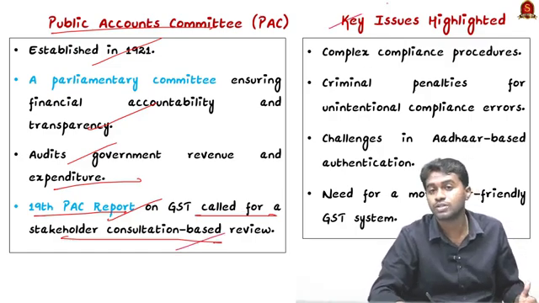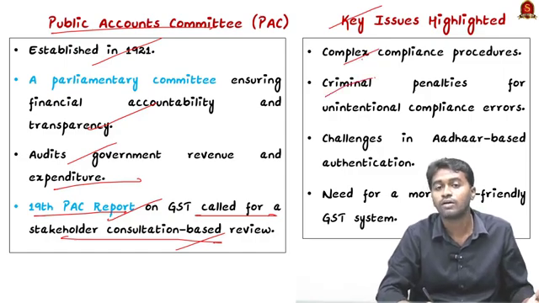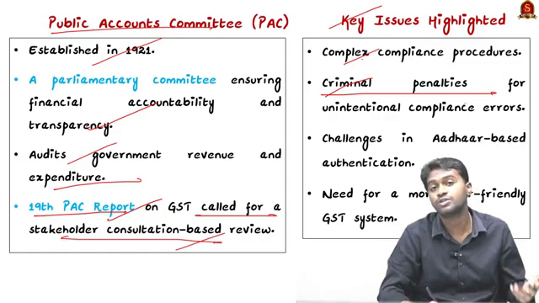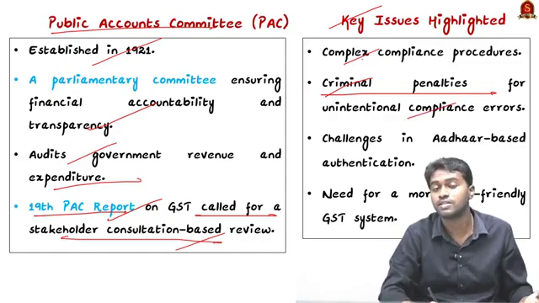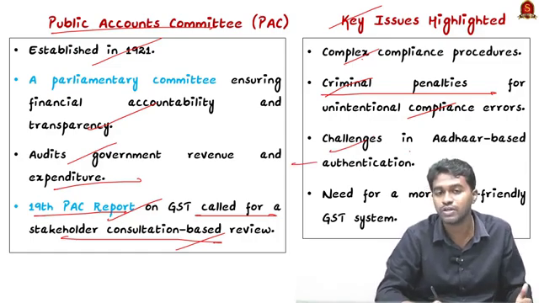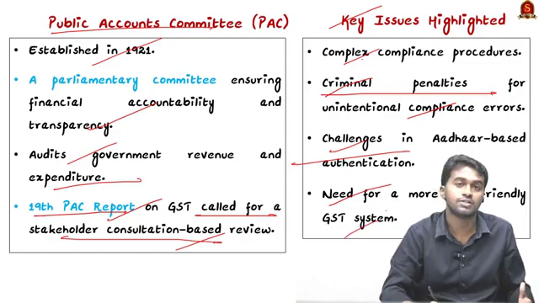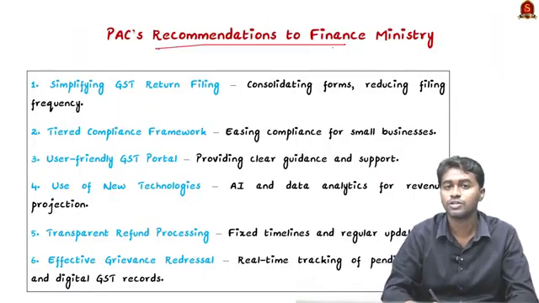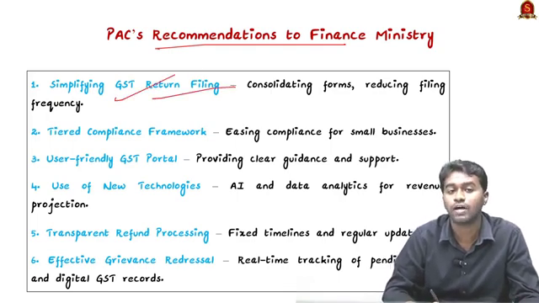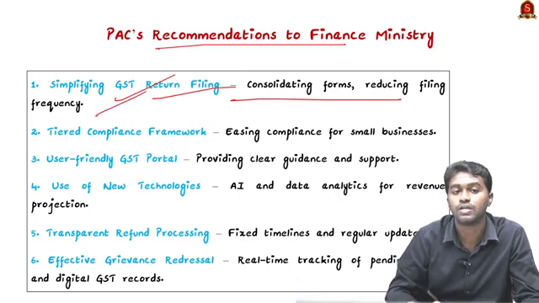And what are the key issues highlighted by the committee? First is a complex compliance procedure, and often people are facing criminal penalties for unintentional compliance errors. And the next is certain challenges associated with Aadhaar-based authentication, and the committee also called for a more user-friendly GST system. And coming to the recommendations to the Finance Minister, you can see that the first is simplifying the GST return filing, that is consolidating forms, reducing filing frequency.